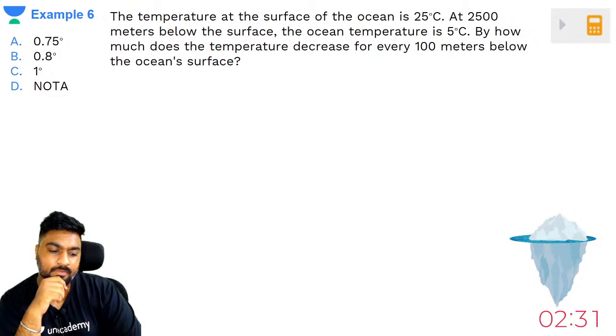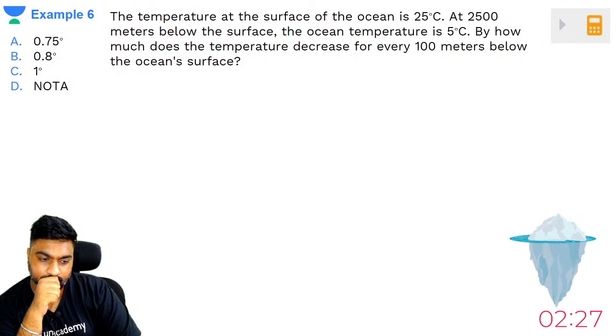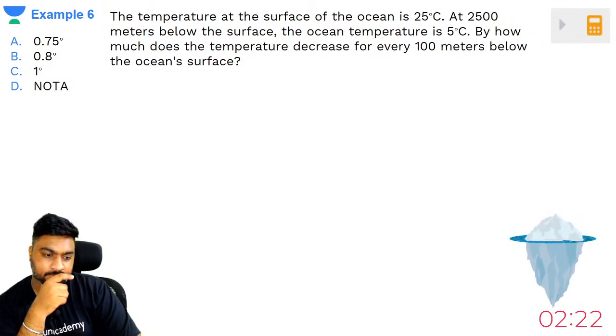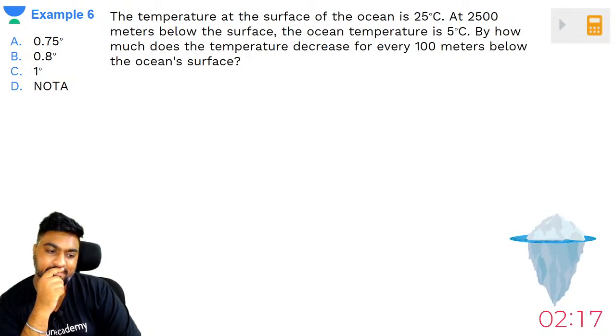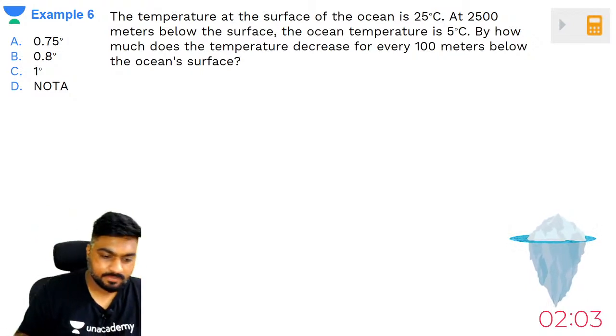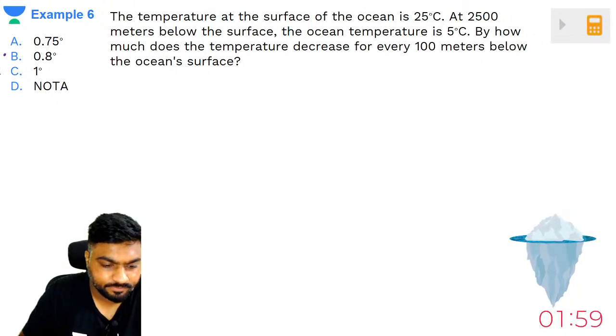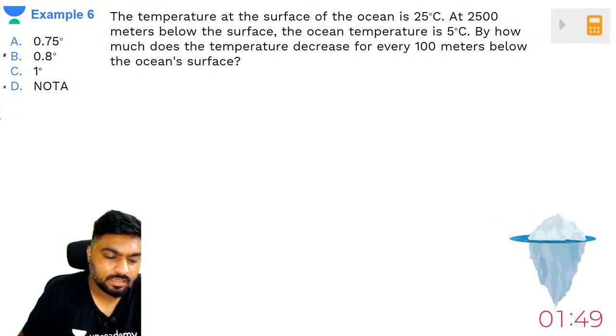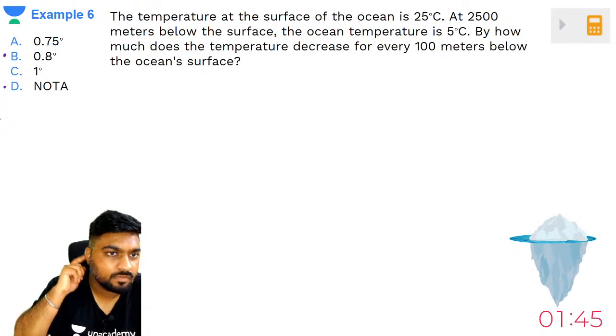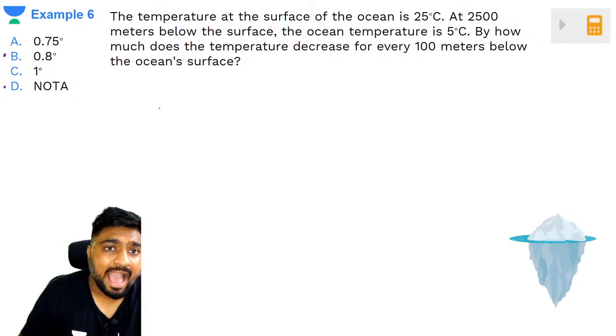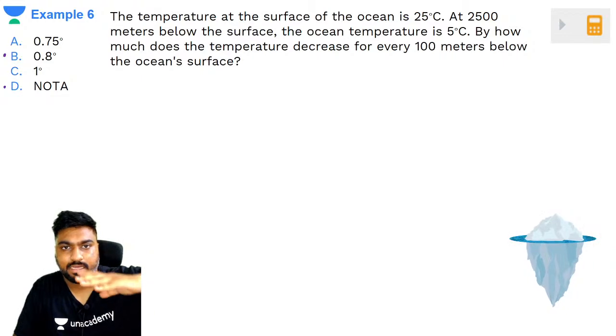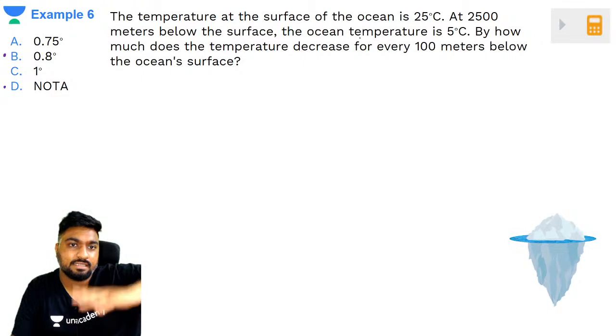Go ahead, guys. Okay, Aniruddha says B, Gaurav says D, Klaus says B. Deepit also says B. Very good. How about others? So what is happening here? Look at this. As the distance decreases, the temperature also decreases. Correct?